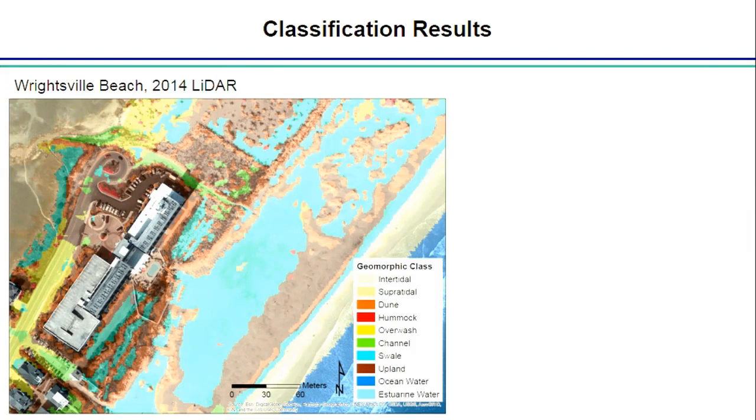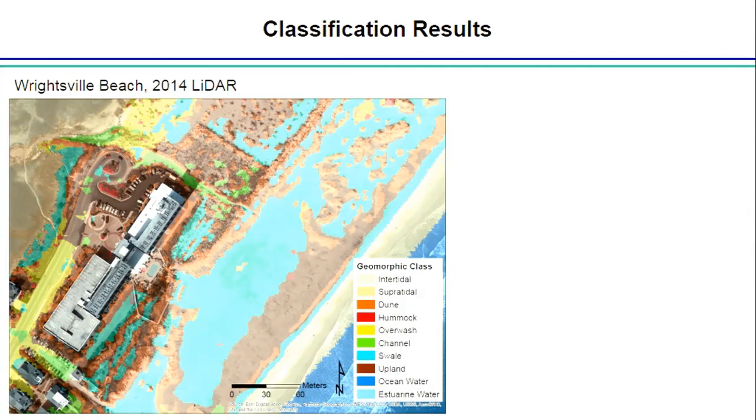Lastly, we look at the Wrightsville Beach developed barrier island, and the classification, again, does a very good job of identifying the dunes, the swales, the channels. The buildings are separated. The only problem we see is in the roads, because LiDAR data has no class for roads. And so now we have to reclassify the roads. The model actually classifies them either as overwash or channel, which is actually right because they're depressions.